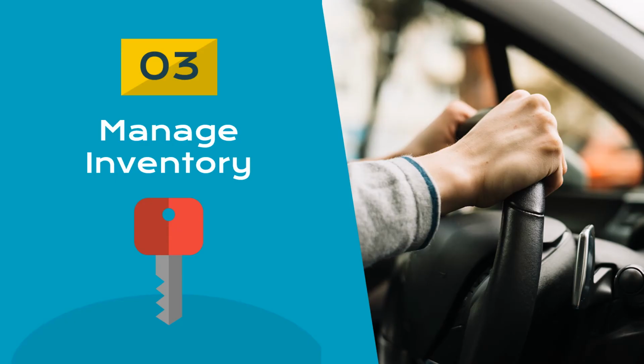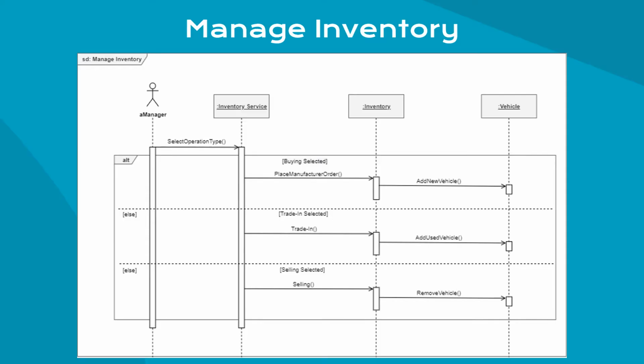All right, let's move on to number 3, which is the Manage Inventory sequence diagram. Here is the sequence diagram for the Manage Inventory use case. Chronologically, the events occur from top to bottom and from left to right. If you look at the objects along the top, you'll see we have the primary actor, the manager, the inventory service the manager interacts with, the inventory, and an instance of a vehicle in the system. The Manage Inventory flow starts with the selecting of an operation type. The three operations are buying, trade-in, and selling.